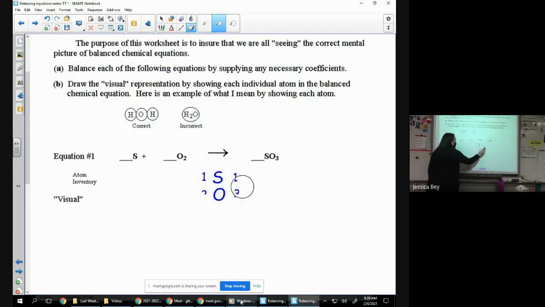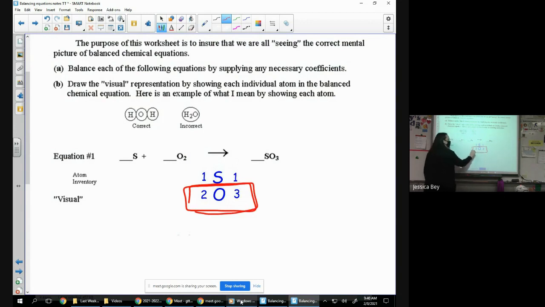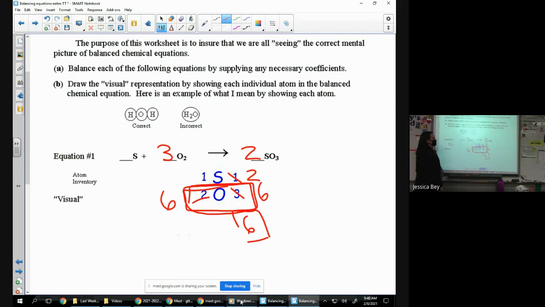So I got sulfur and oxygen. Sometimes whenever you see 2 and 3, you can say, hey, you know what these both go into? They both go into 6. So the first thing I'm going to do is I'm going to put, let me write it down, 3 over here to get me 6 oxygen here. I'm going to put a 2 here, but hold on. That gives me 2 sulfurs and 6 oxygens. So my oxygens are balanced, but oh no, we need a 2 here in order to balance the sulfurs.